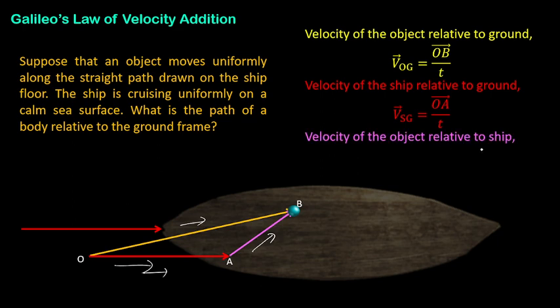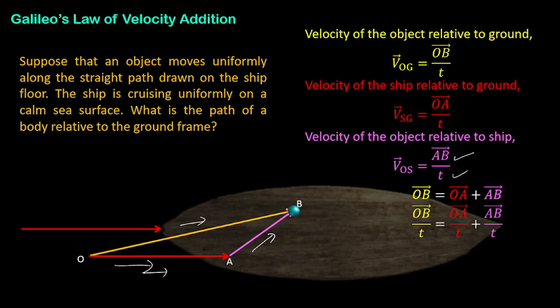And the velocity of the object relative to ship is the displacement AB of the object relative to ship divided by the time. And we see that these displacements are related by triangle law of addition. OB bar is equal to OA bar plus AB bar. Dividing both sides of the equation by time, we get this equation. And the next equation simply represents the equation for velocity. So the velocity of the object relative to ground is equal to the velocity of the ship relative to ground plus the velocity of the object on ship, or relative to ship.